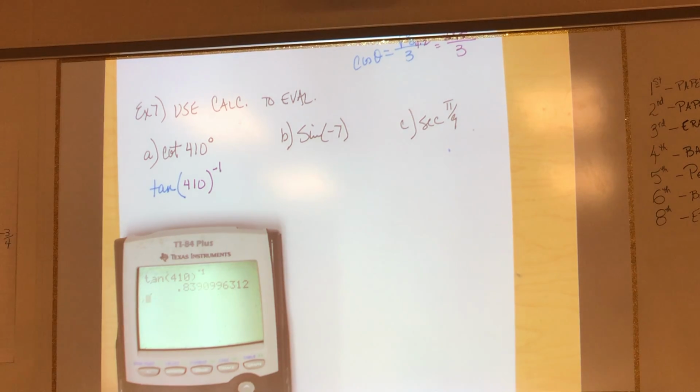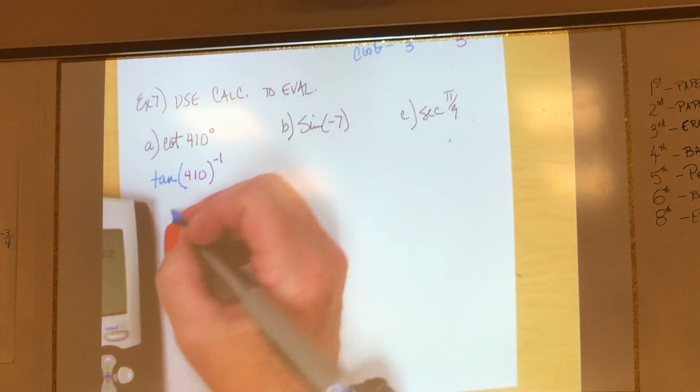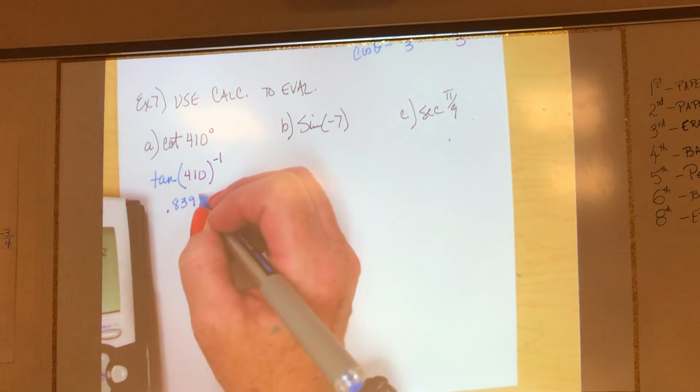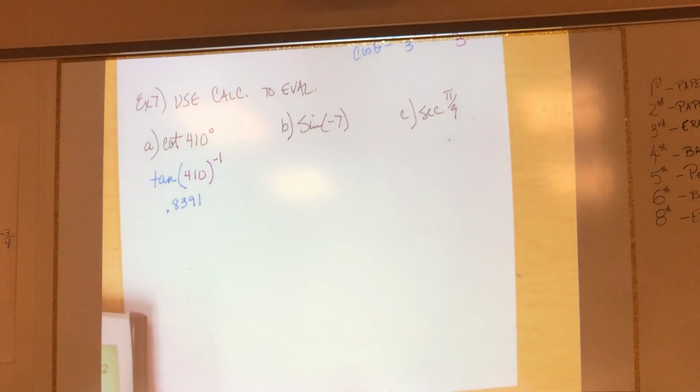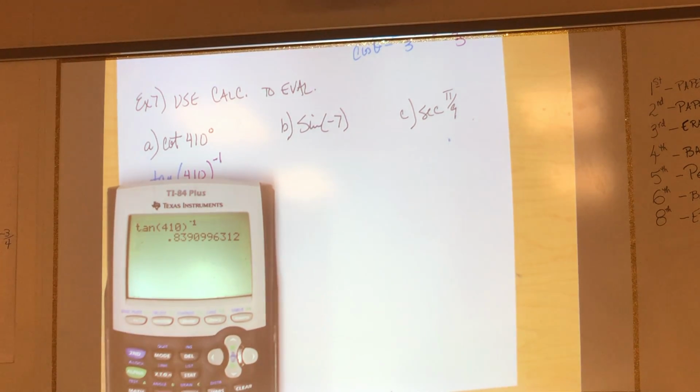How many digits do you want? 4 digits. It's proper to round trig off to 4 digits. So 0.8391. Do you agree? Okay. So hurry up and do the other ones, and I'm going to tell you about the worksheet.